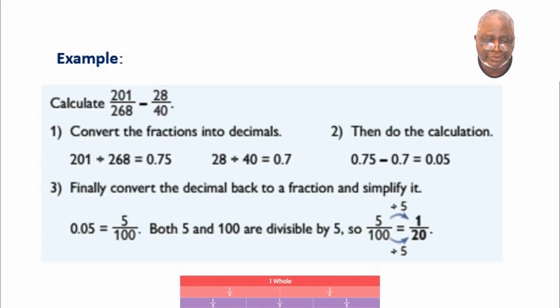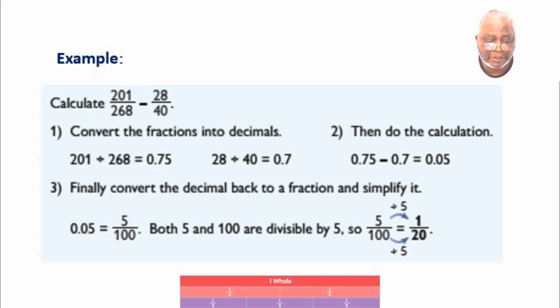Convert the fractions into decimals. As you can see at the bottom, 201 divided by 268 is equal to 0.75. And then 28 divided by 40 is equal to 0.7. Step 2, you do your calculations. 0.75 minus 0.7 is equal to 0.05. Don't forget your decimal places. 2 decimal places is over 100.